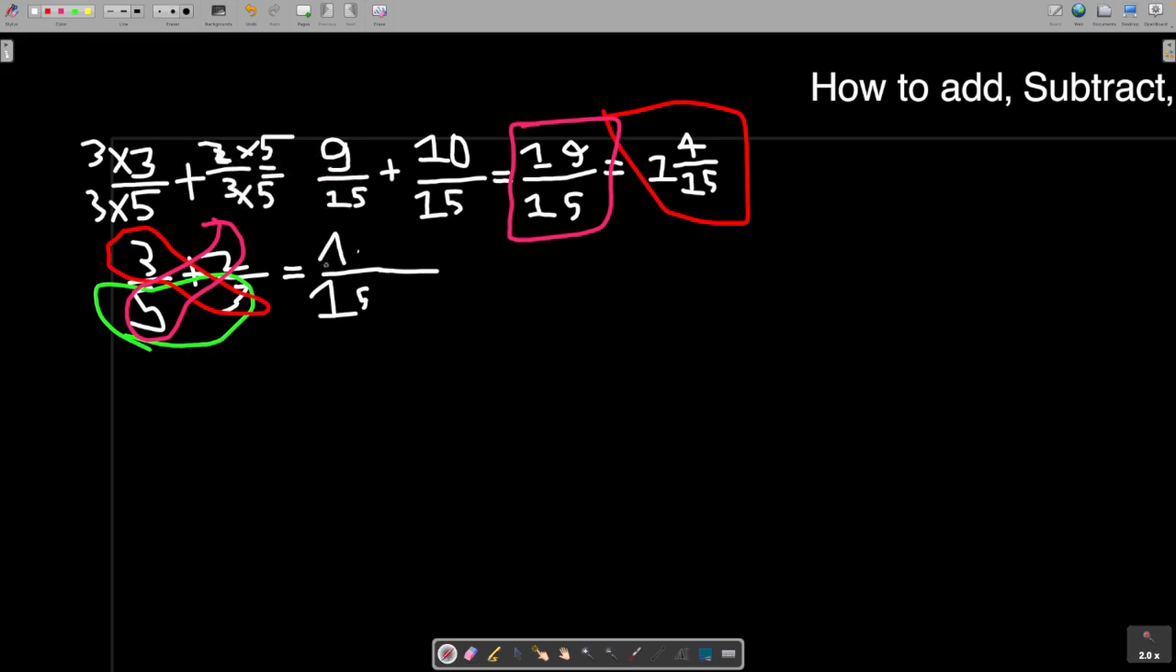And then you could also simplify it and make it into a mixed number. So 19 over 15 is equal to 1 and 4 over 15. So those are the two answers. They're the same thing. 19 over 15 or 1 and 4 over 15.